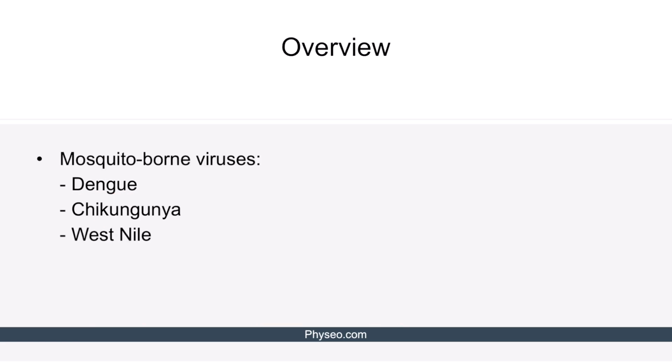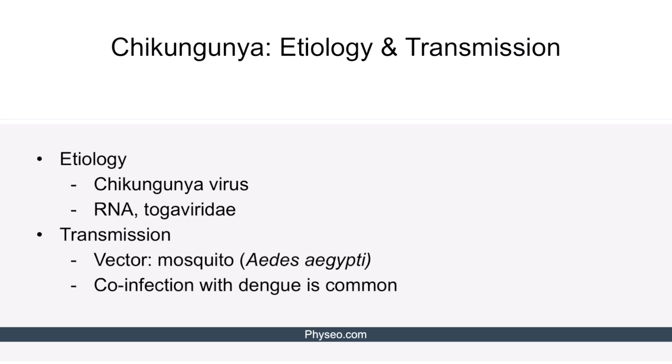Now let's continue with chikungunya. Chikungunya is a mosquito-borne disease caused by the Chikungunya virus, which is an RNA virus of the Togaviridae family. It is transmitted by the Aedes aegypti mosquito, which is also the vector for dengue. Therefore, a co-infection with dengue is common.